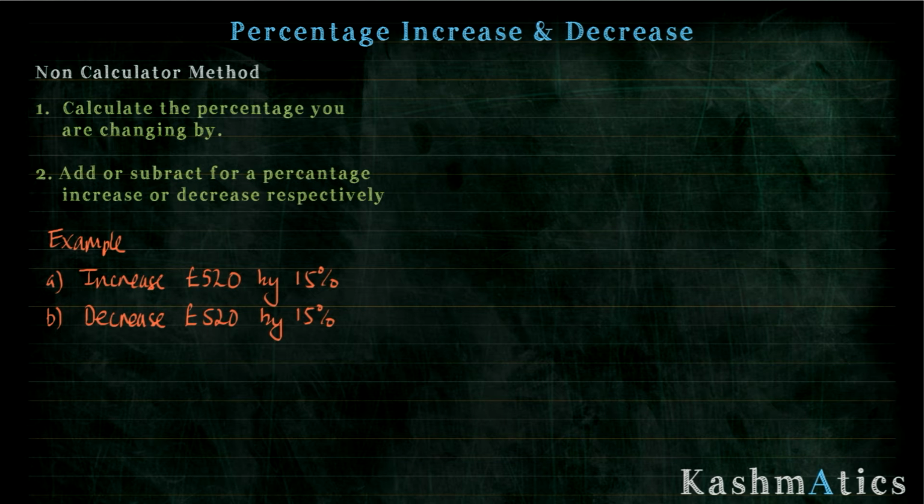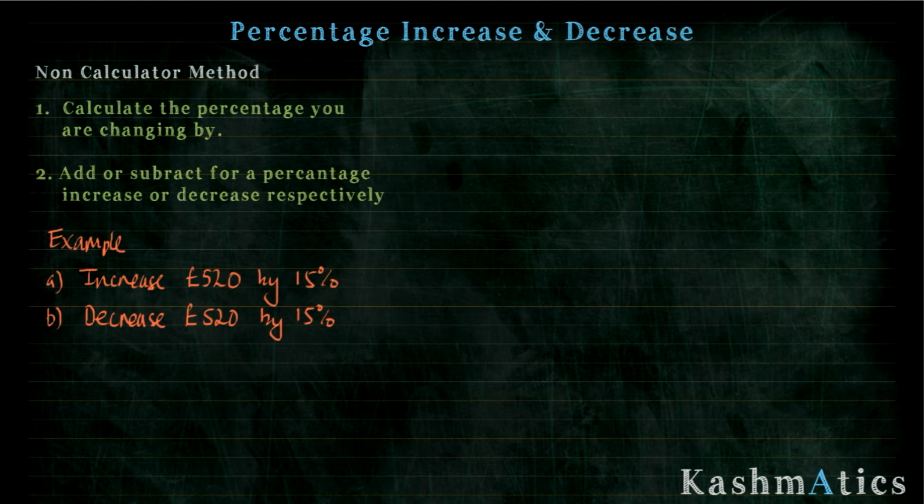So we'll go through the non-calculator method first. The first thing you've got to do is calculate the percentage you're changing by. And then all you have to do is add or subtract depending on whether you're increasing or decreasing by that percentage. So if I'm increasing, I'll add it on. If I'm decreasing, I'll take it off. So let's look at these two examples.